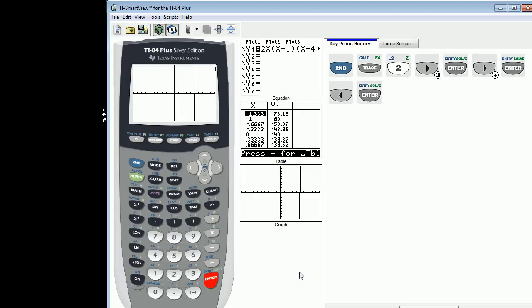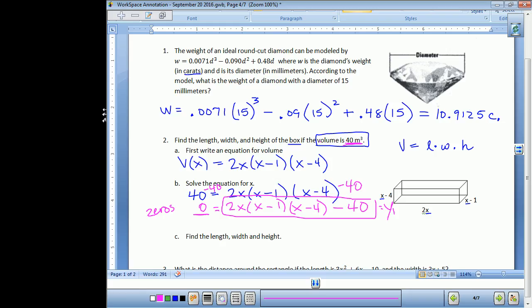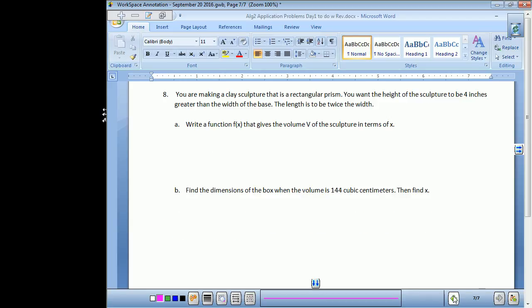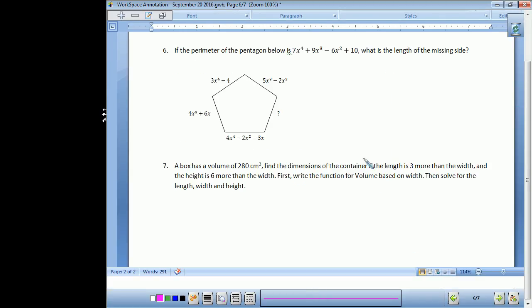Okay, so when you hit enter on guess, do you see it tells you the 0 is exactly 5? Exactly 5. Alright? So what we're going to do in this class, which is different than my other classes, we're going to skip to number 7, because number 7 is the next problem that's similar to this. So while we all have our calculators out and we're getting used to this, we're going to do these in order.